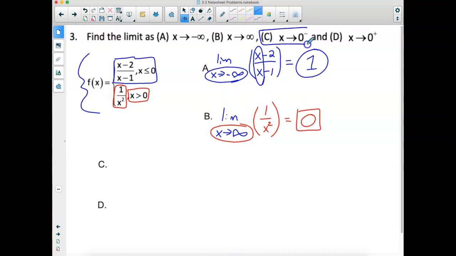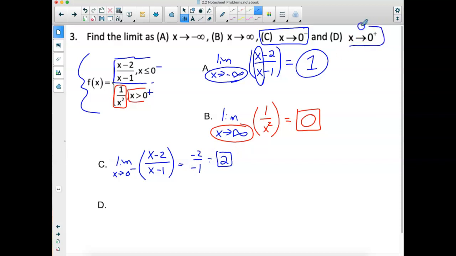The limit as x approaches 0 from the left in C. Limit x approaches 0 from the left. Which one of these is approaching from the left? Well, if I came back here and I looked at it, well, x is less than 0. Here's my left side. Here's my right side. So if I'm approaching from the left, I have to be approaching on the top piece of the function, which gives me x minus 2 over x minus 1. Remember, we direct substitute in right away. Plug 0 in there, I get negative 2 over negative 1. Oh, my limit is 2. Beautiful. That's not a horizontal asymptote there, but that's my limit.